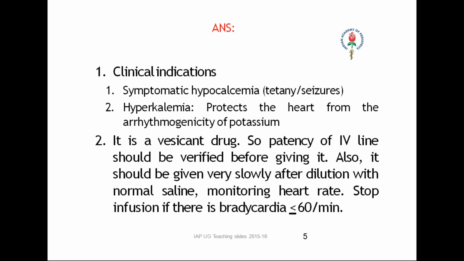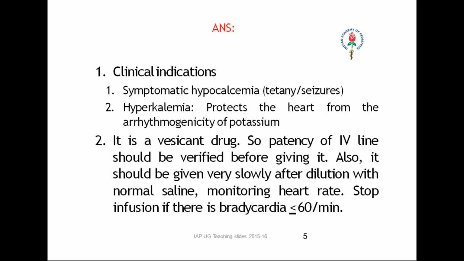So what are the possible side effects one can see with this drug? See, it is a vesicant drug, so patency of the IV line should be verified before giving it, or else what will happen? If extravasation of this solution occurs, it causes necrosis of subcutaneous tissue. So the subcutaneous necrosis will happen, resulting in devastating complications. And also, it should be given very slowly, only after dilution with normal saline or 5% dextrose, under strict cardiac monitoring, because infusion can cause bradycardia of less than 60 per minute.